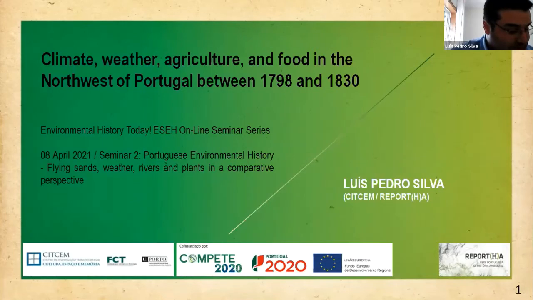Okay, thank you. So, in this study, I intend to assess the impacts of meteorological phenomena on agricultural production in northwest Portugal between 1798 and 1830. This study analyzes and discusses two recently rediscovered weather diaries written in the agricultural region of Entre Douro e Minho in the northwest of Portugal. These sources, produced by Benedictine monastic communities that used to own big farms in this region, provide systematic data concerning weather conditions and are supplemented by a number of phenological and agricultural production records.